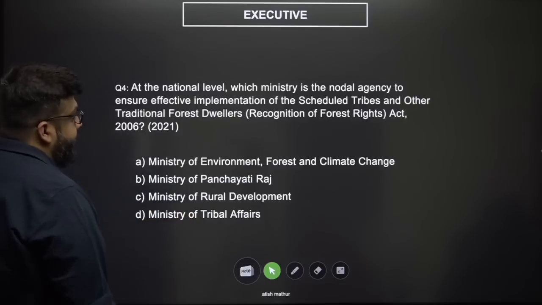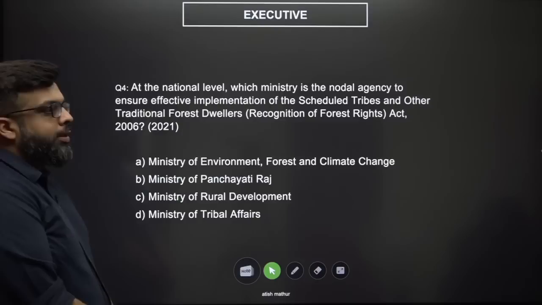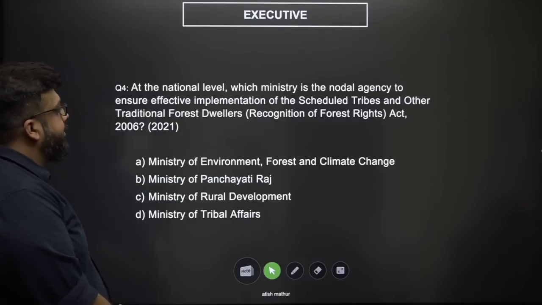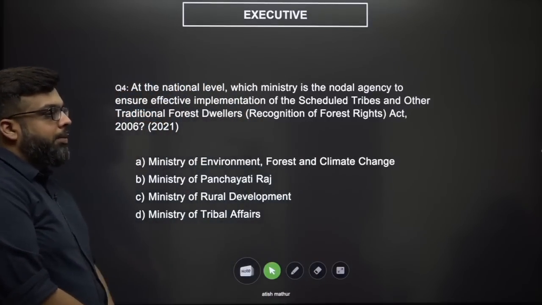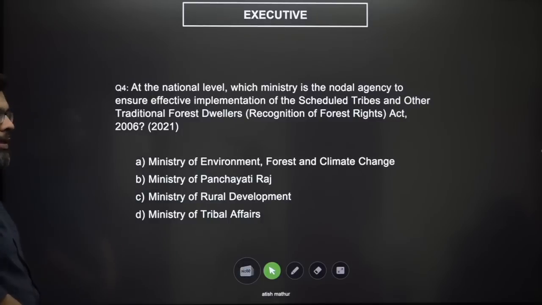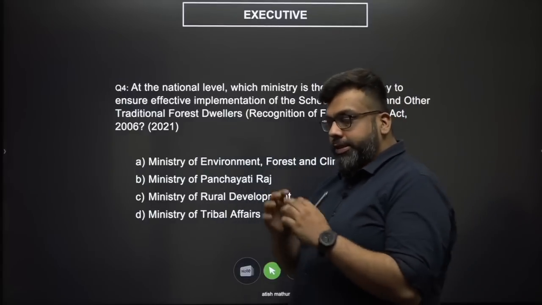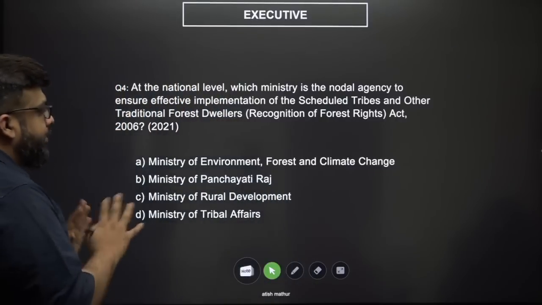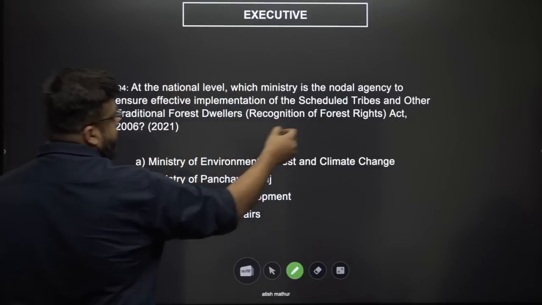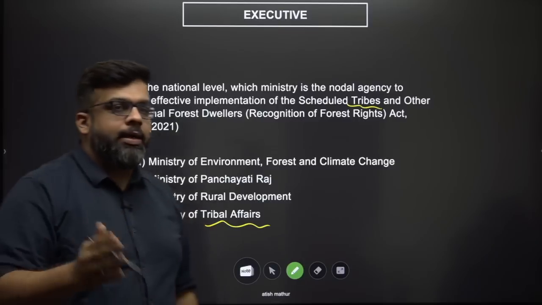Now, 4th question. At the national level, which ministry is the nodal agency to ensure effective implementation of the Scheduled Tribes and Other Traditional Forest Dwellers Recognition of Forest Rights Act of 2006? This is again a question asked in 2021. I am sure a lot of you would have gotten this wrong, not because the question was tough, but because it seemed too easy to be true. The question mentions tribes, there is the Ministry of Tribal Affairs, don't think twice, just mark D and move on.